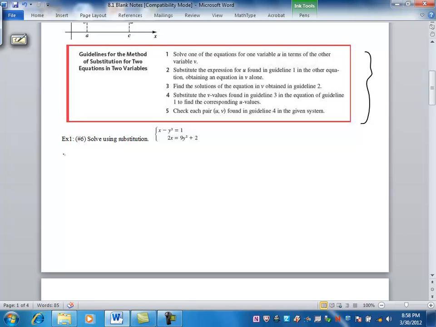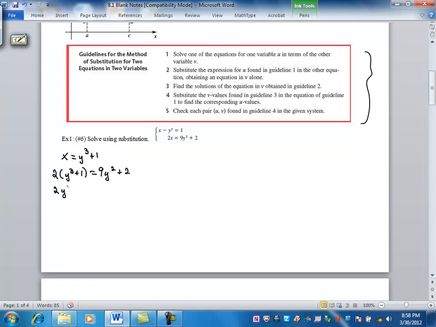If we look at this system, x minus y cubed equals 1 and 2x equals 9y squared plus 2, we're going to solve this top equation for x. So x equals y cubed plus 1. And then we're going to plug that in for x. So 2 times the quantity y cubed plus 1 equals 9y squared plus 2.